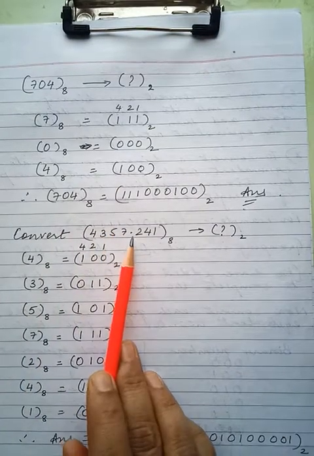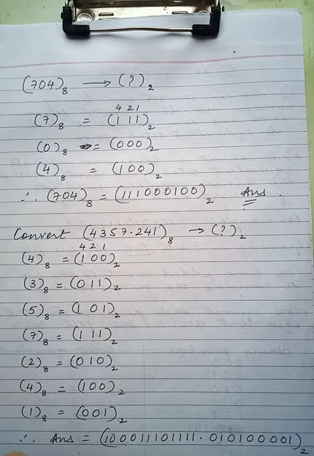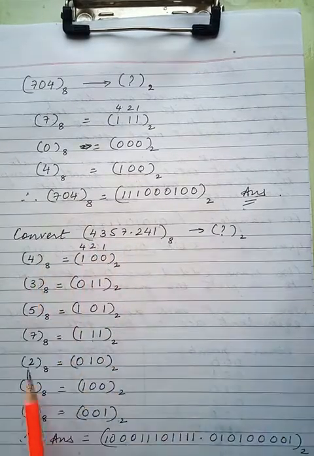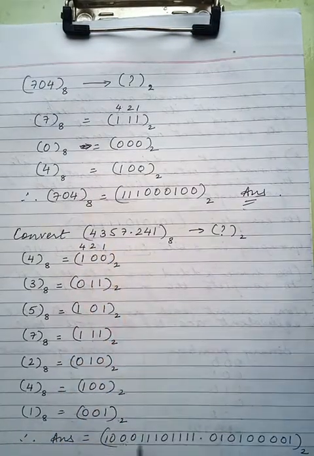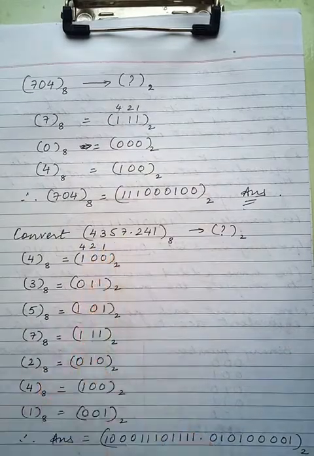Now let us take a number where the fractional part is also coming. Simply we have to separate all these numbers, write them separately, write their binary equivalents. Then write the binary equivalent of 4, 3, 5, 7 first, then put a decimal point. Then for 2, 4 and 1 we are writing the binary equivalents. So this is the final answer of this.